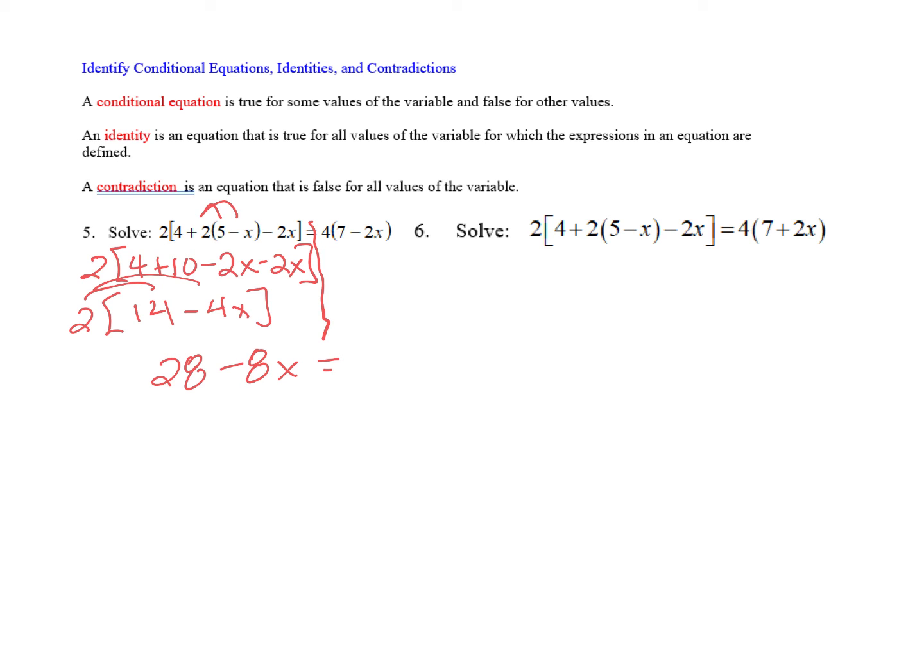On the right, I need to just distribute. One simple step, so I'm going to bring it on down. 4 times 7 is 28. 4 times -2 is minus 8x.